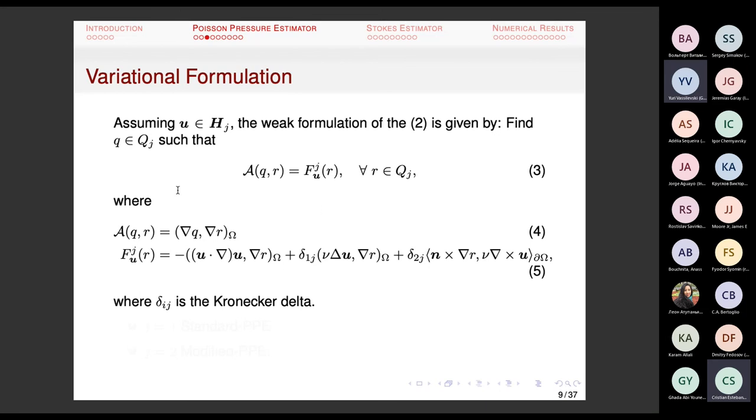Okay, here we will assume that u belongs to H^j. For that reason we have the next problem: find q in Q_j such that q is a solution of this equation, where A is defined as the L2 product between gradient q and gradient r, and F_j(u) corresponds to this term, where we have the Kronecker delta.